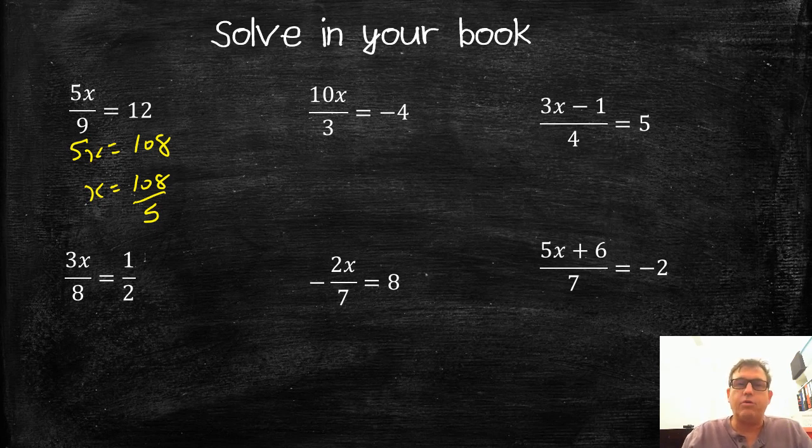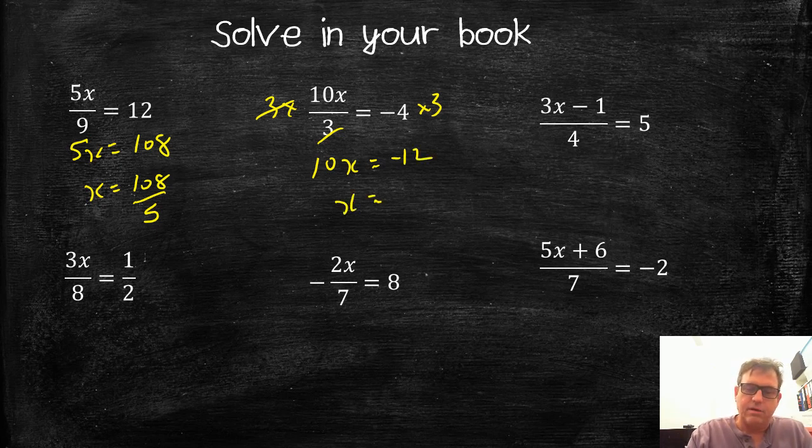The next one, we need to multiply both sides by 3. So 10x equals minus 12. I'm going to divide by 10. X equals minus 12 over 10. I need to simplify that, which is minus 6/5. You can leave it as an improper fraction, but it has to be a simplified improper fraction.